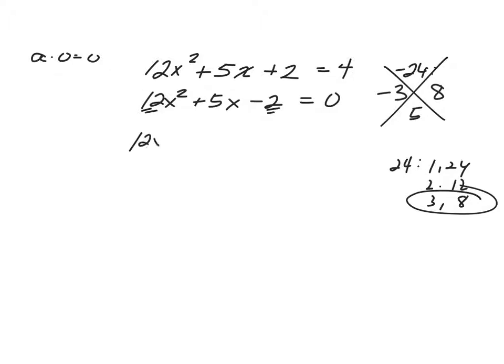So I get 12x squared minus 3x plus 8x minus 2 equals 0. So notice I decomposed 5 into 2 terms that will make it. And then from here, I now do factor by grouping. So I'm going to group these two. Now, this 8x wasn't negative, so I don't need to include the sign. The positive and positive doesn't matter.